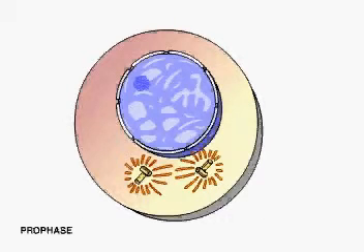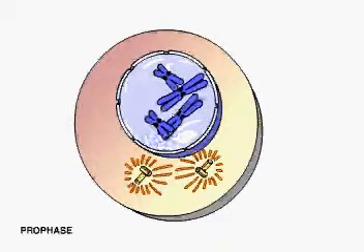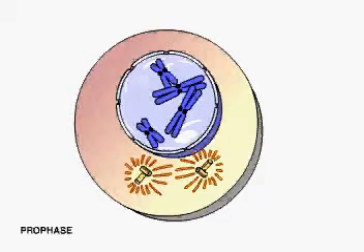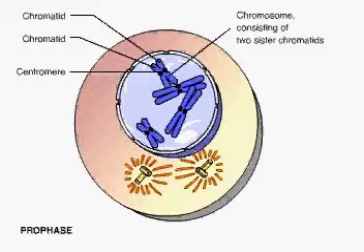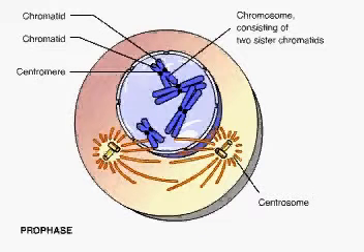During prophase, the nucleoli disappear and chromatin fibers coil up to become discrete chromosomes. Each chromosome consists of 2 identical sister chromatids, joined at the centromere. Microtubules grow out from the centrosomes, initiating formation of the mitotic spindle.